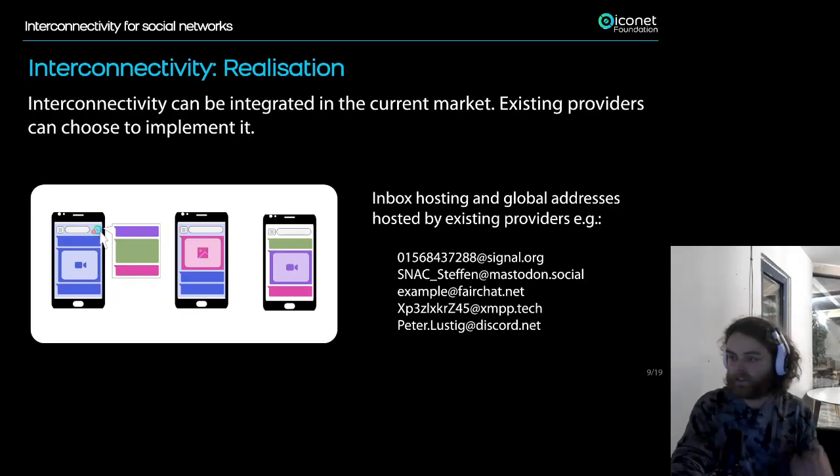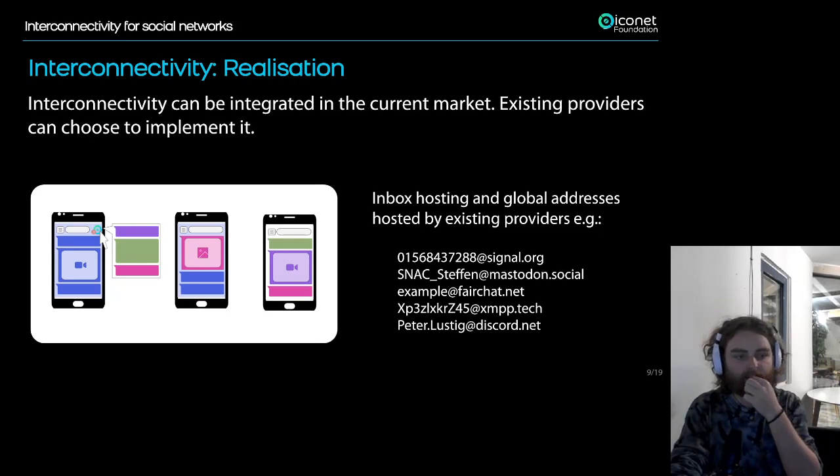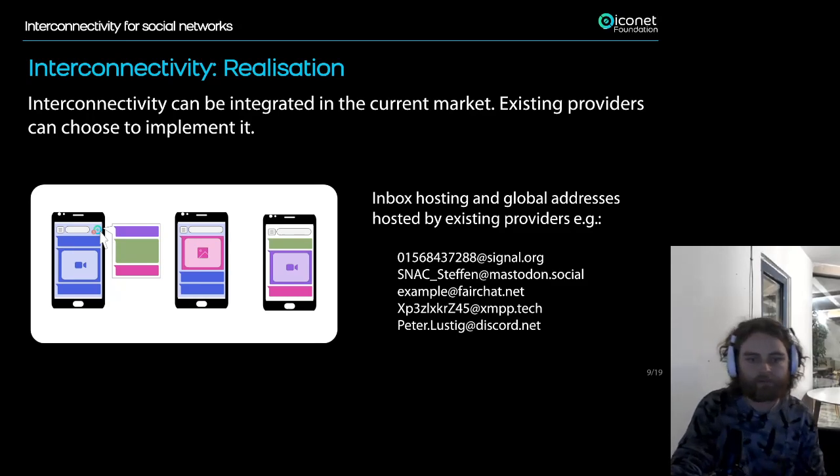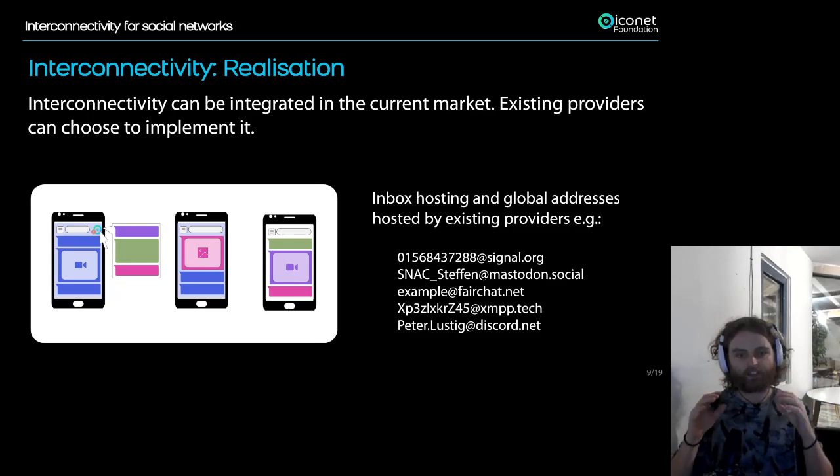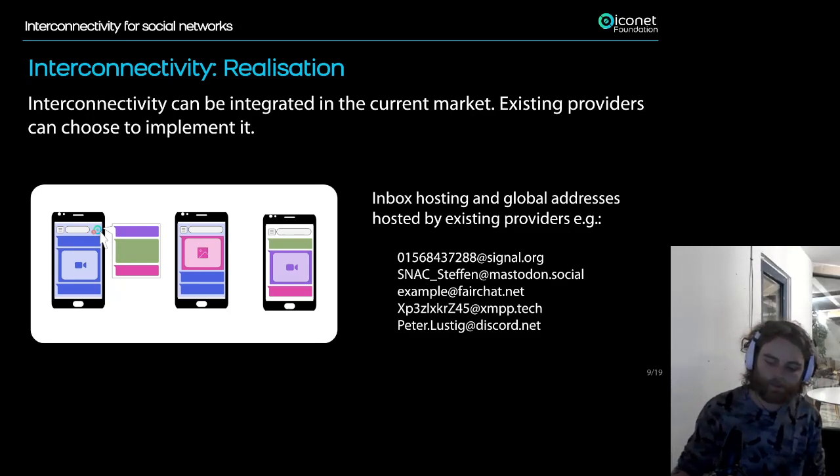How can this look like? Just in the client, you will have an extra inbox, or it's included in the feed, or you have some net neutral source, and it's best if it's just integrated in already existing networks. People already have their hosters and the global addresses, and wherever you are, those technologies can adapt the interconnectivity.